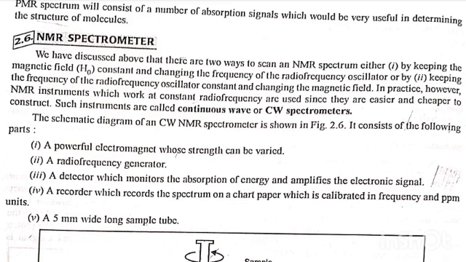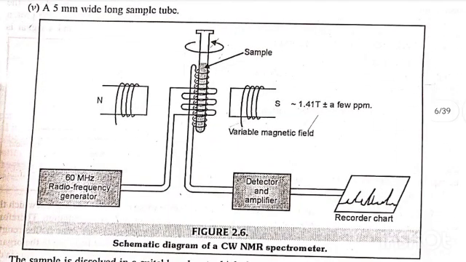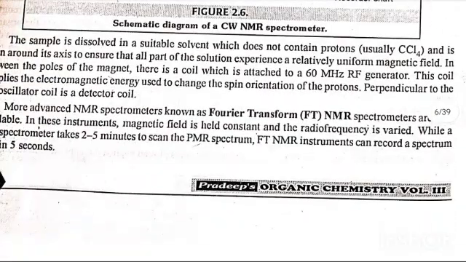It consists of the following parts: a powerful electromagnet whose strength can be varied, a radio frequency generator, a detector which monitors the absorption of energy and amplifies the electronic signals, a recorder which records the spectrum on a chart paper which is calibrated in frequency and ppm units, and a 5 mm wide long sample tube. The sample is dissolved in a suitable solvent which does not contain protons, usually CCl4, and is spun around its axis to ensure that all parts of the solution experience a relatively uniform magnetic field.